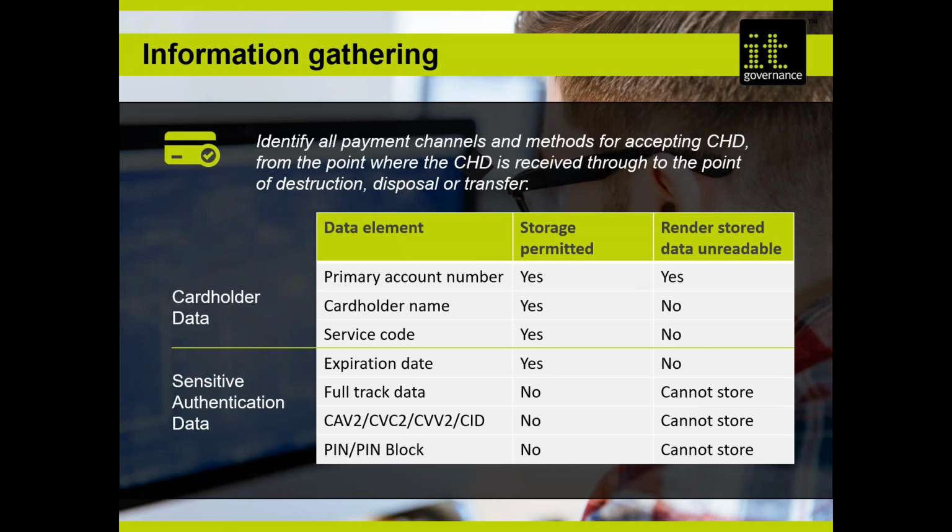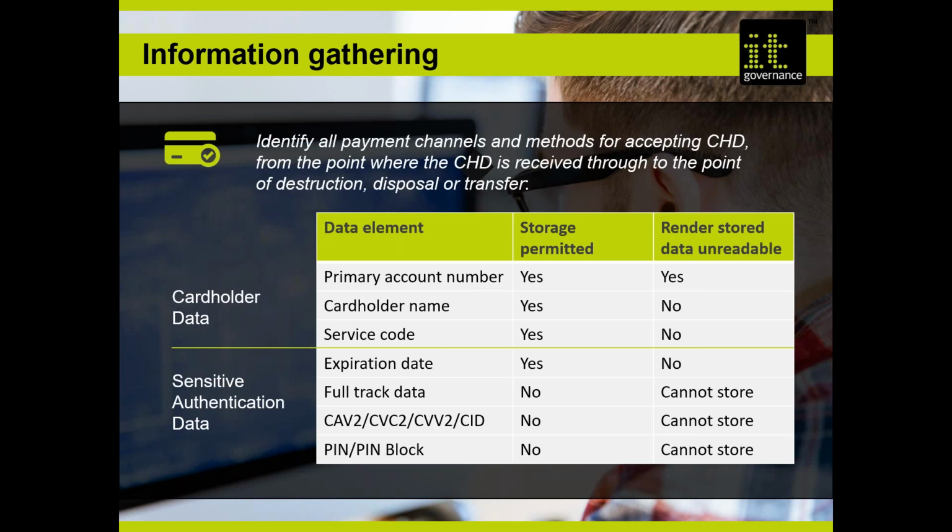So what is cardholder data? What is sensitive authentication data? The slide gives us an overview of two differing pieces of information. Cardholder data is the primary account number, the cardholder's name, the service code, and the expiry date. And what it indicates is some of this is stored and some of this can be viewed, but with the primary account number, you've got to store it in an encrypted format.